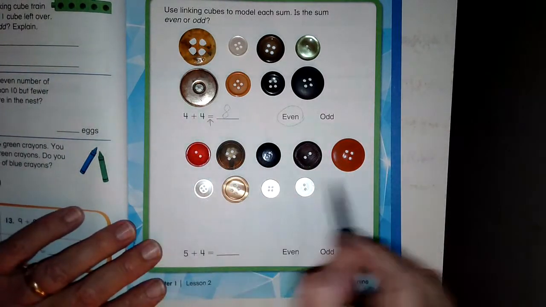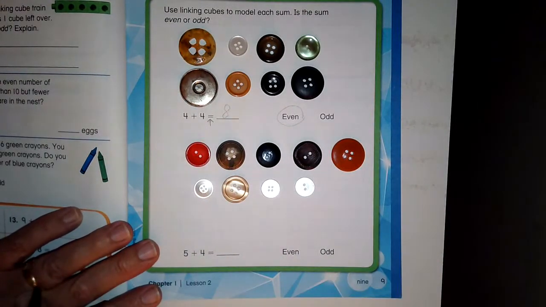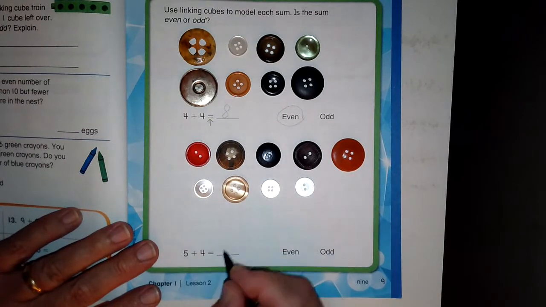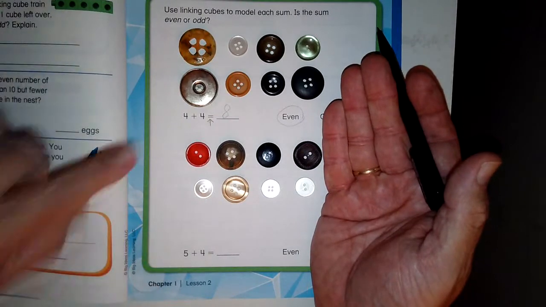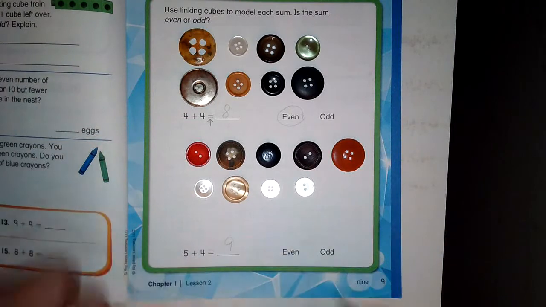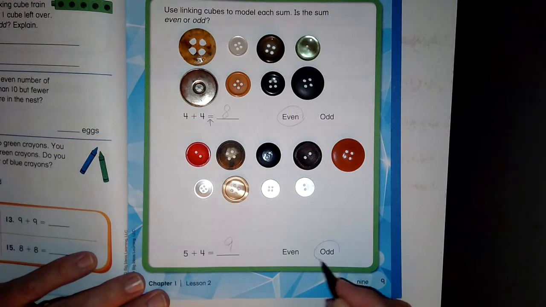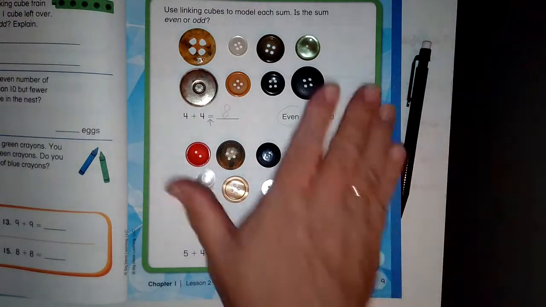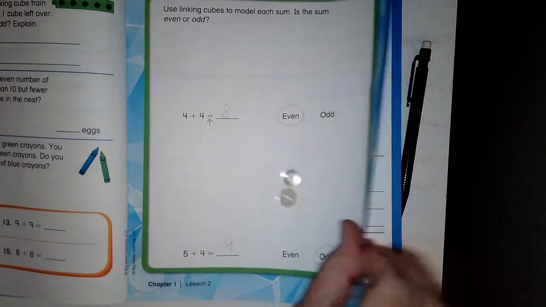If I had circled these, would these groups be the same? No, these are not equal groups. This one has one more than this one. So my 5 is a double, 4 plus 4, which is 8, plus one more, which makes 9. And since I know that I don't have two equal groups, I know that it is odd. So let me grab my markers so I can turn the page, and we'll look at the next page together.